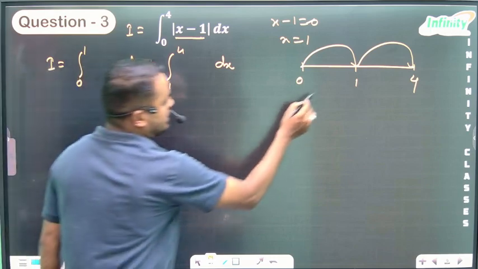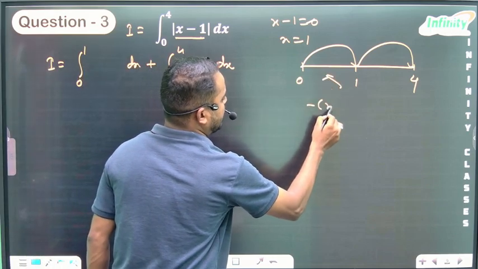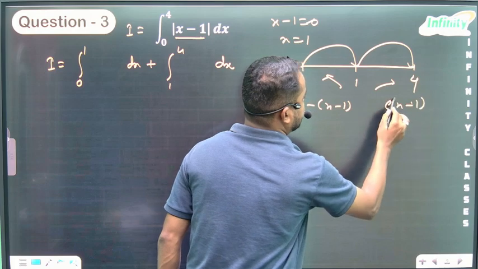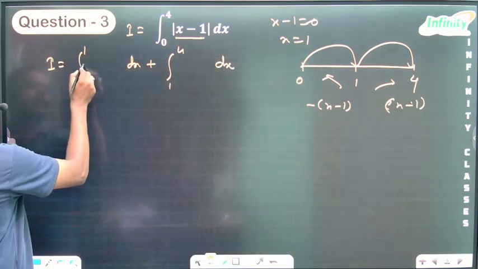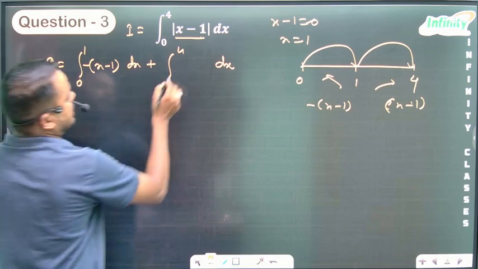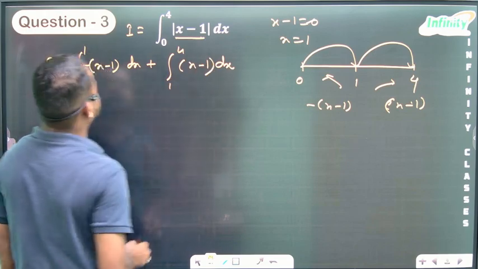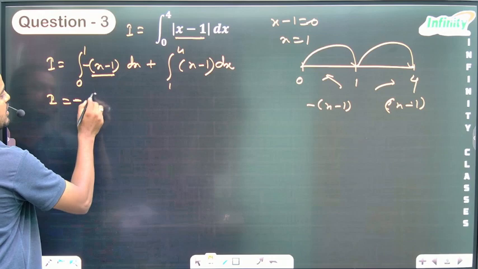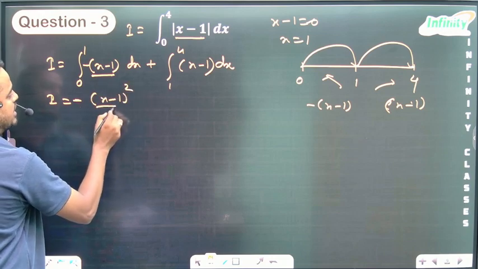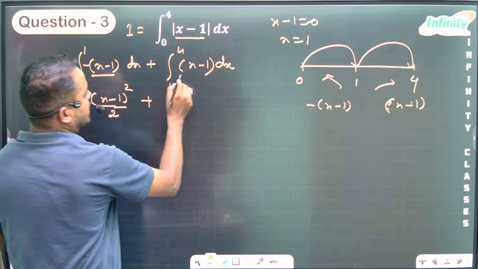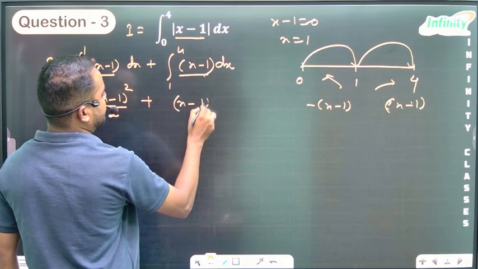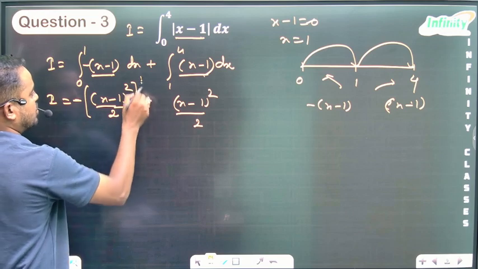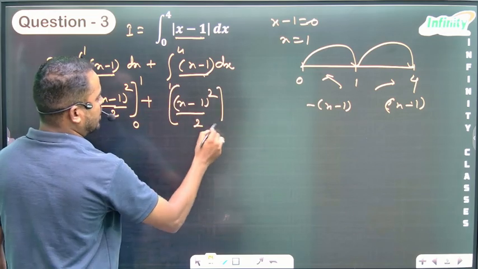So in this interval, this function will be negative, x minus 1. In this interval, the function will be positive, that is x minus 1. So I am writing here minus of x minus 1 dx, and this is x minus 1 dx. Again the same concept, integration of this, minus sign as it is. Integration of x minus 1 is x minus 1 whole square divided by 2, plus integration of x minus 1 whole square divided by 2, and write the limits here. The limits here are 0 to 1, and here 1 to 4.